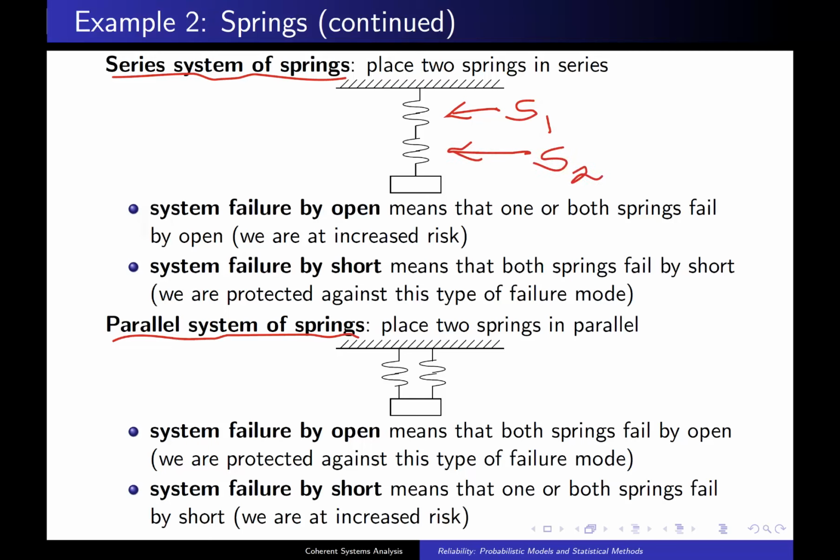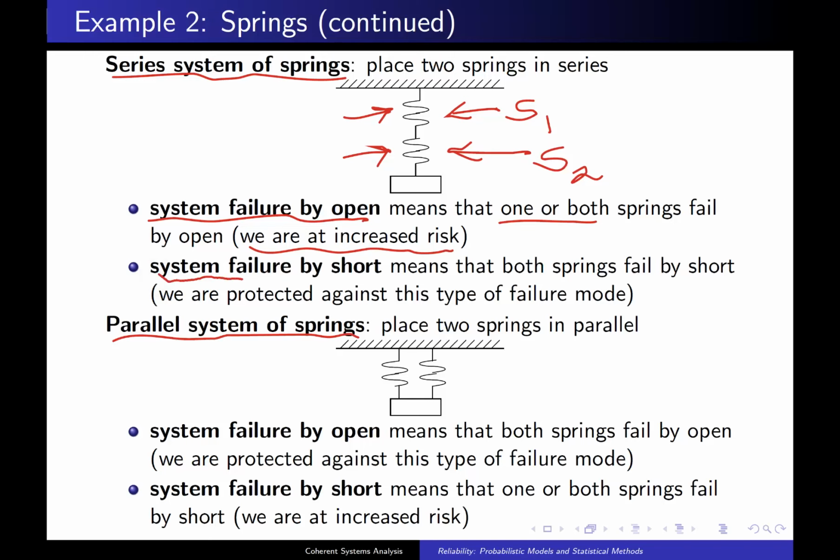Now what's happening with system failure by open, that says if one or both of these springs fail by open, then the system fails. So in other words, if this spring breaks or this spring breaks, then the system fails. We're at increased risk for that because either one failing causes failure by open.